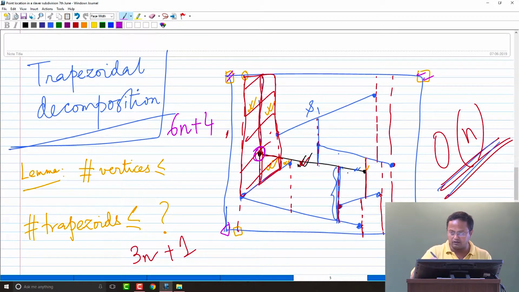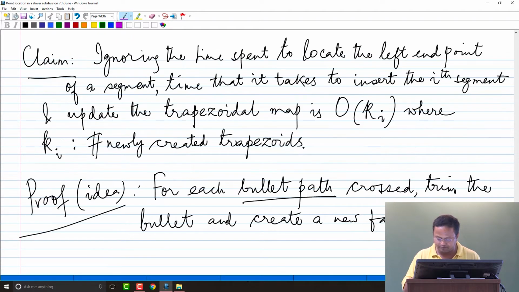For a line segment, for each bullet path crossed, it got into a face and split that face into two, right, one new creation, and for the left and for the right there were maybe 4 more extra, taken everything together, fine. So, if it hits K bullet paths, you have created capital K plus 4 new trapezoids. So, it is order of the number of trapezoids created. So, that is the proof, fine.